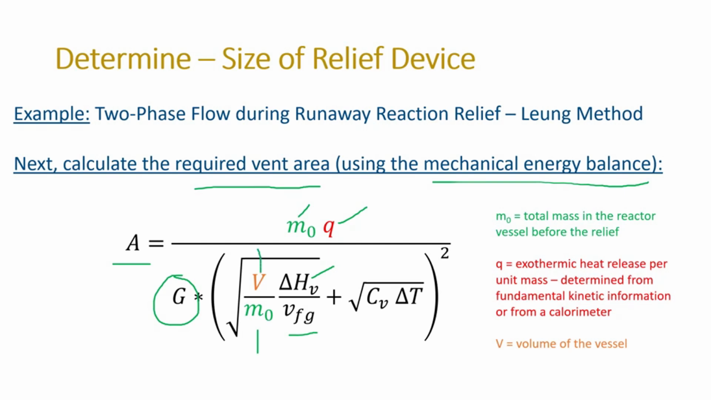So the purpose here was just to show you some equations. And again, these are very particular for this example system, which is two-phase flow during a runaway reaction relief, specifically using the Leung method. Hopefully you have a little insight, again, into thinking about the flux, the amount that's moving through the relief, and the required relief area, and how this all works out for this particular example.